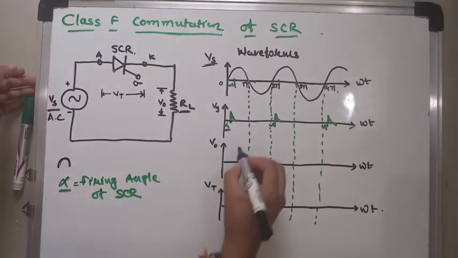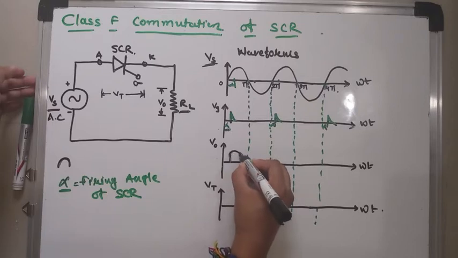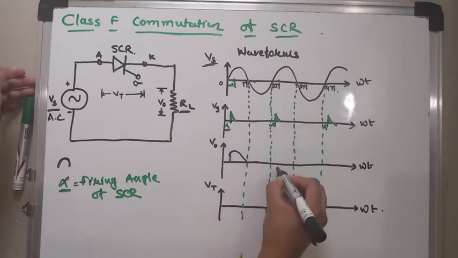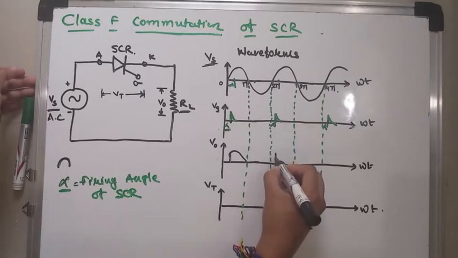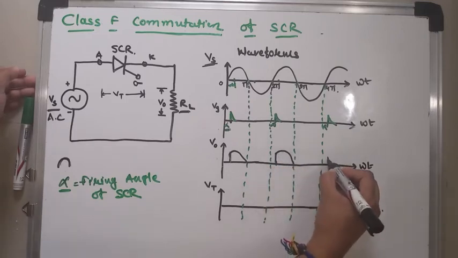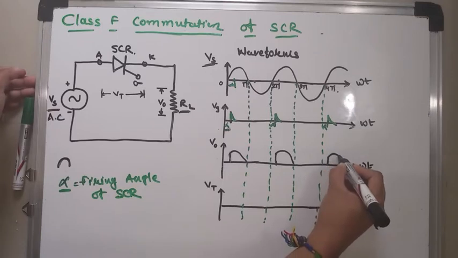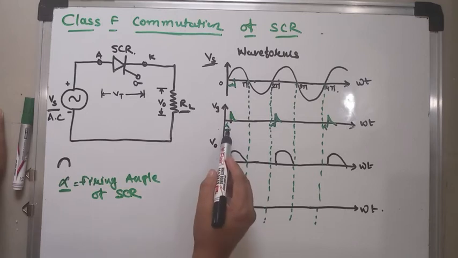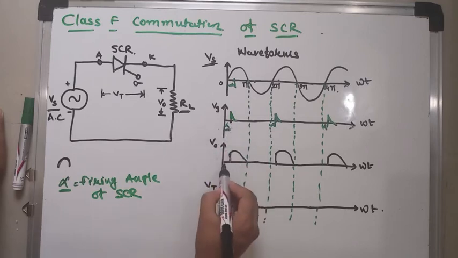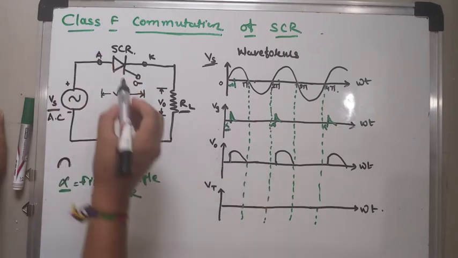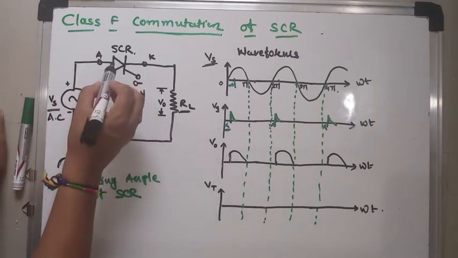So my load resistor waveform will be like that. Here, at an angle of alpha, you will get the controlled output voltage. So you will get the controlled output voltage at an angle of alpha. So at an angle of alpha, the SCR is going to be triggered. So the SCR is now in the conduction mode.